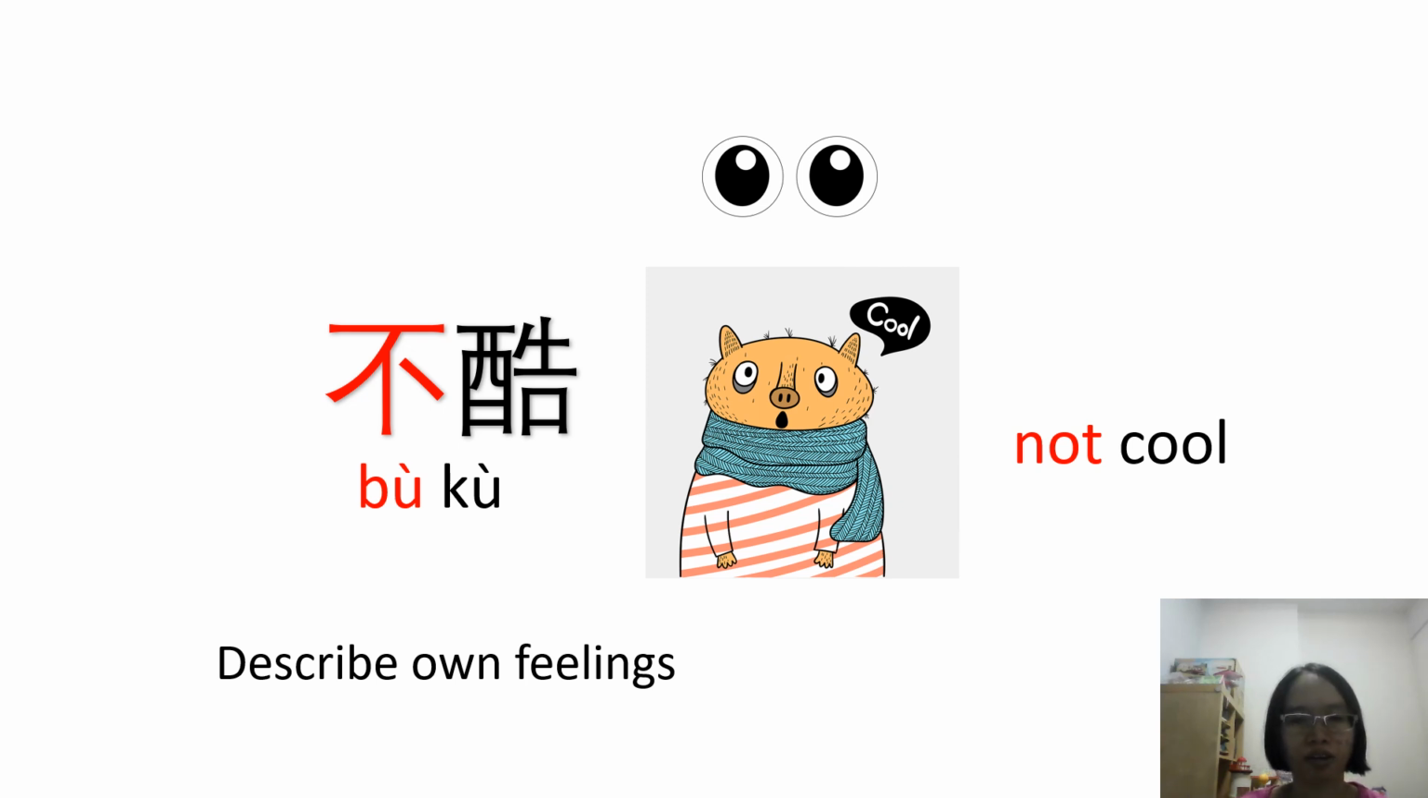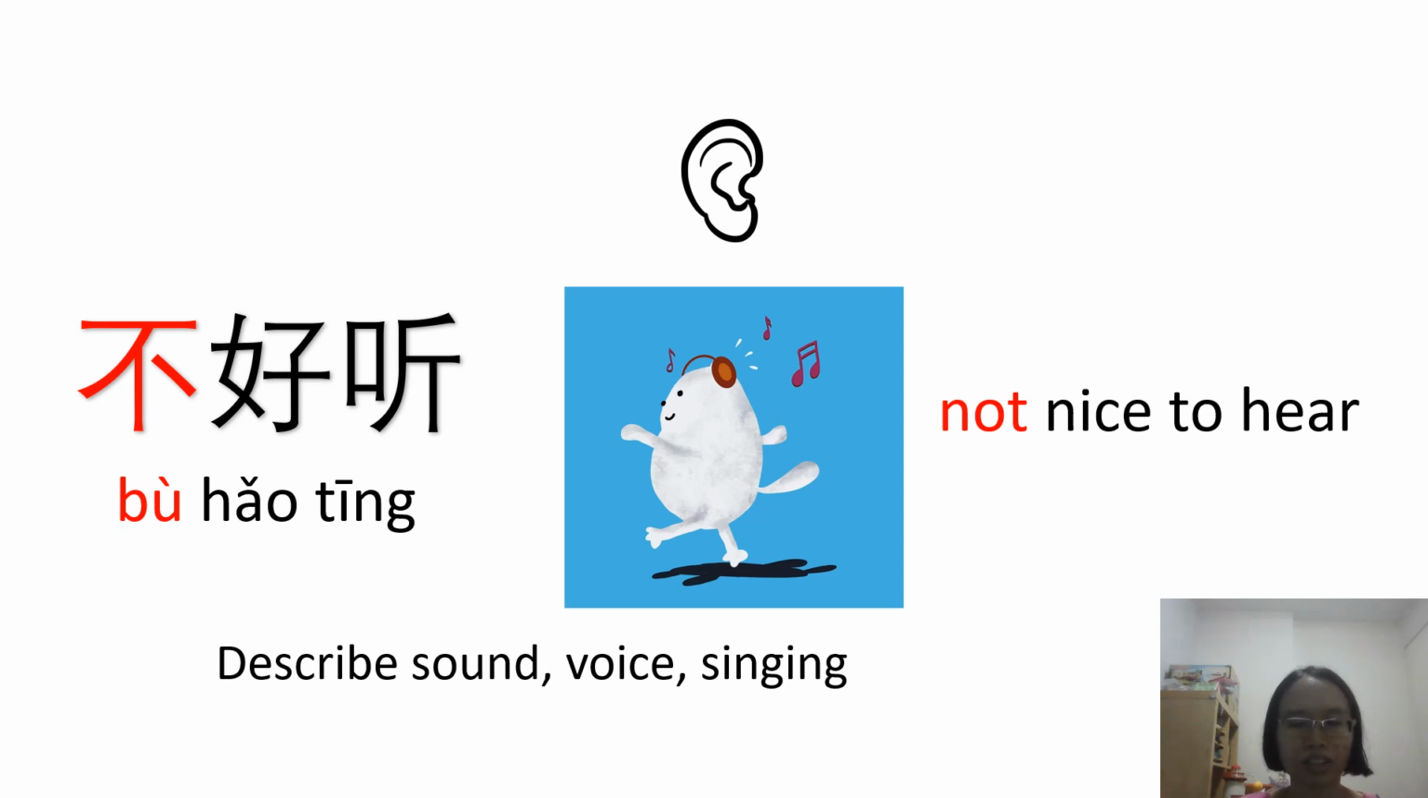Instead of 好酷, so cool, when you add 不, it becomes 不酷, which means not cool. Instead of 好听, so nice to hear, when you add 不, it becomes 不好听, which means not nice to hear.